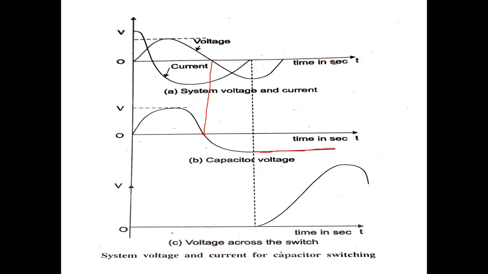During that instant, if you draw the voltage across the switch, if you draw the waveform here, there is a sudden increase in voltage, because now the switch gets open. The circuit breaker contacts are in open condition, and so during open condition there will be a rise in voltage. That is given in this diagram. During this condition, the voltage across the switch may increase to twice the value of the system voltage.